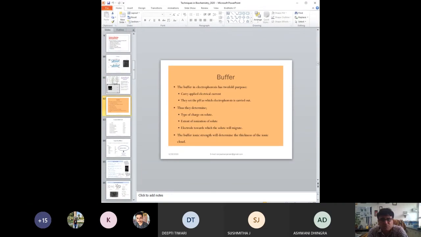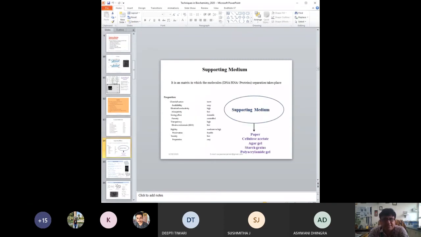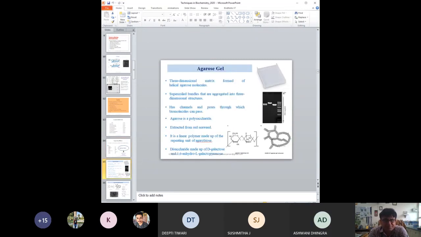Then I told you about the buffer. So what is the importance of buffer and what type of buffer one should use. Then I gave you the list of some of the common buffers which we are using, along with their pH, and why we are using some of them, that I explained to you. Then we discussed the supporting medium which we are using. And here, if you see this slide, I gave you some of the characteristic features of supporting media, and some of the common supporting media which people are using in their labs.